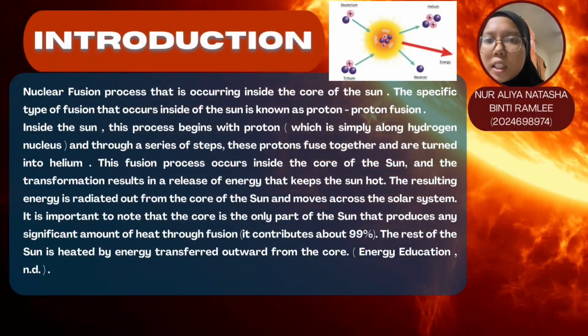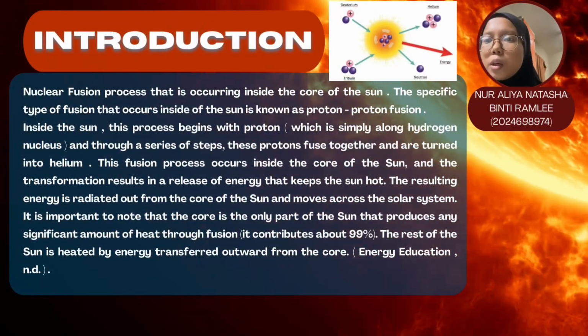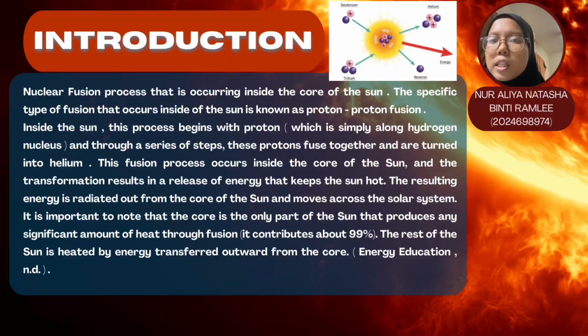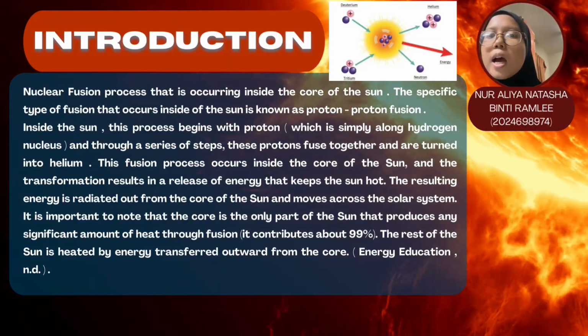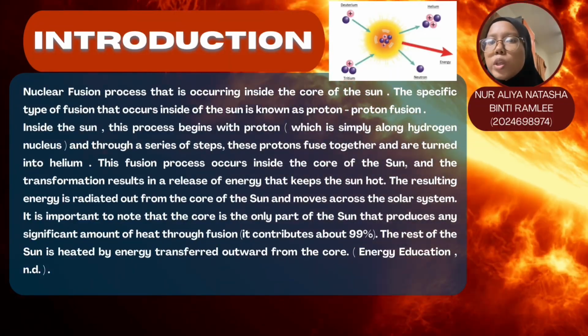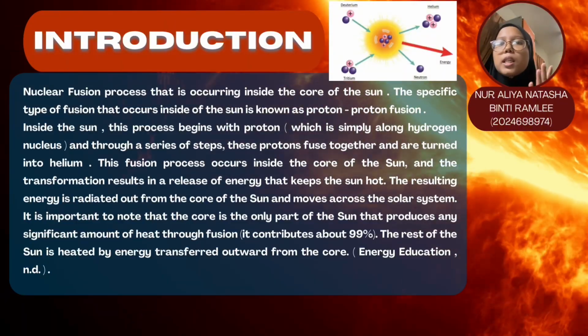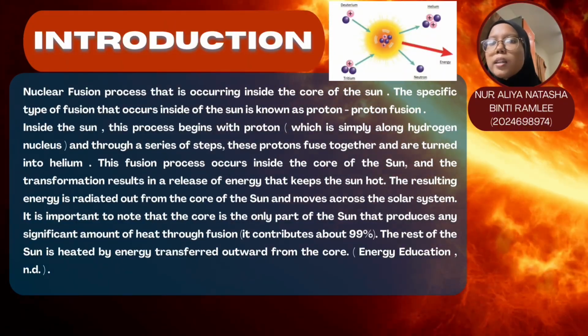So we start with the introduction. Nuclear fusion is the process occurring inside the core of the sun. The specific type of fusion that occurs inside the sun is known as proton-proton fusion. Inside the sun, this process begins with a proton, which is supplied by a hydrogen nucleus, and through a series of steps, these protons fuse together and are turned into helium.